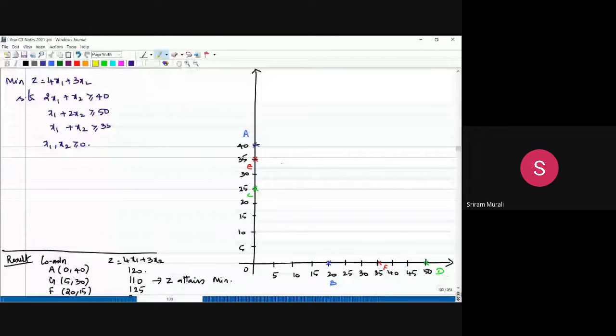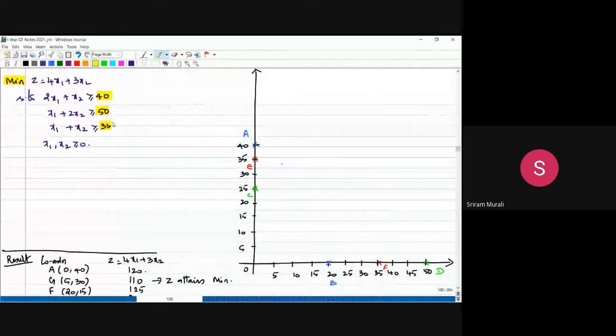We want to minimize. So far, we have discussed the maximization problem. Now the objective is minimization with 3 constraints. So let us do one by one. Minimization problem, no right hand side is negative.